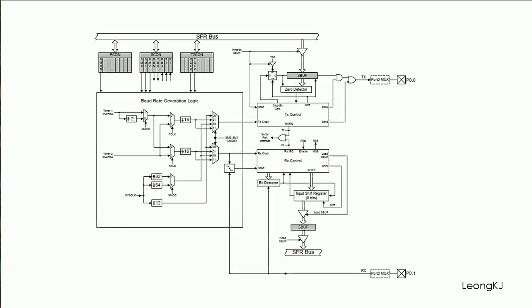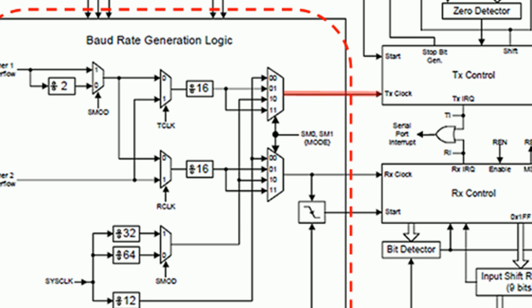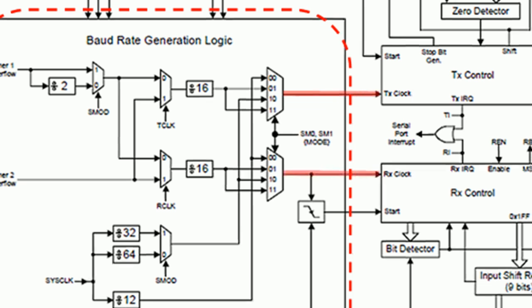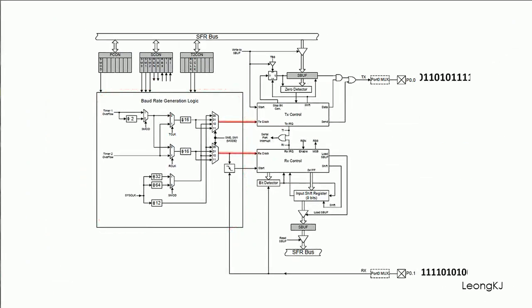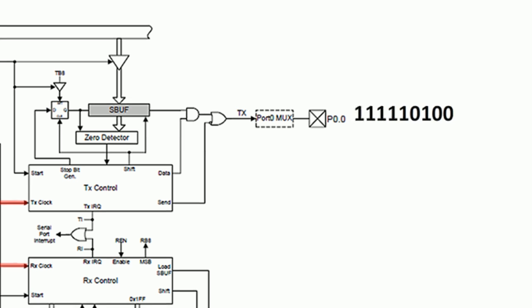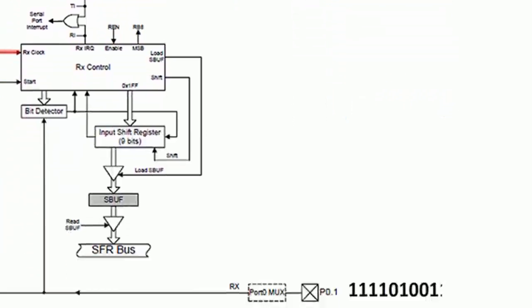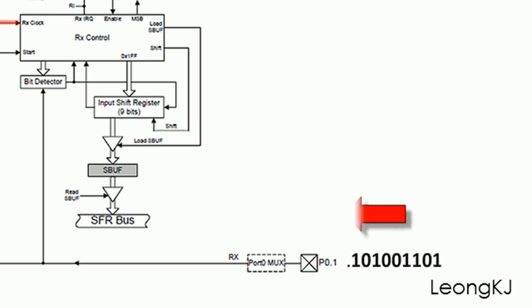This is the logic circuit of the UART circuit inside the C8051F226 microcontroller. This is the baud rate circuit, which is responsible for generating the transmit and receive clocks. The transmit terminal is responsible for sending out the serial data. The receive terminal receives serial data.